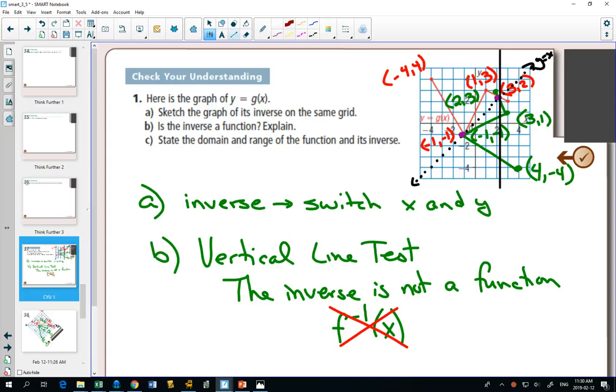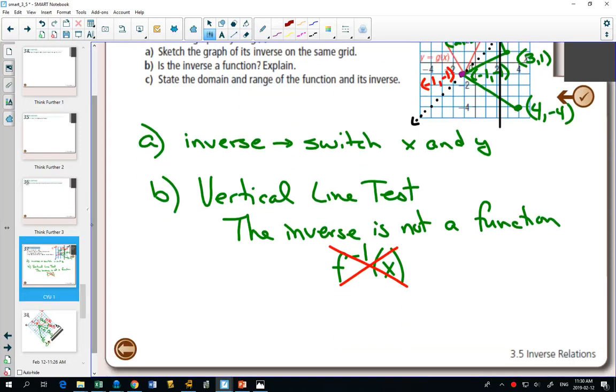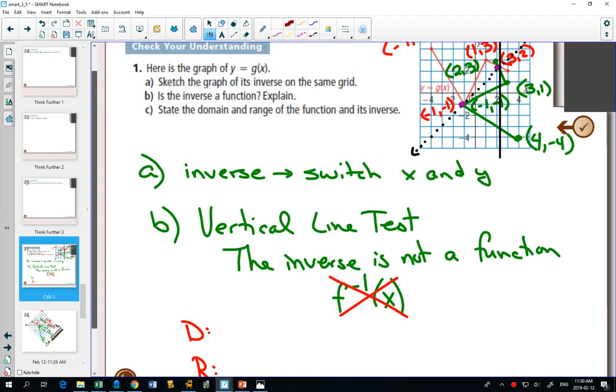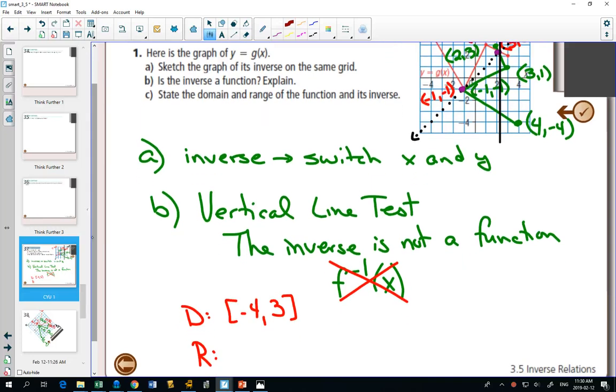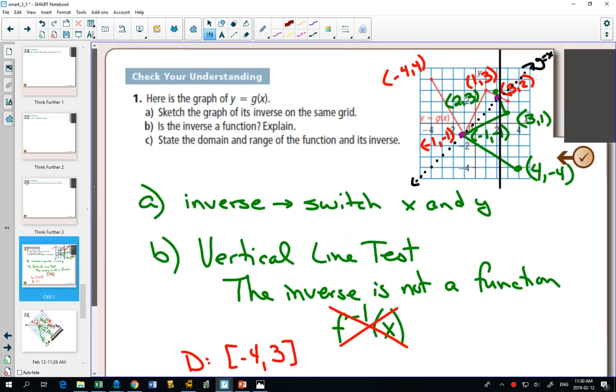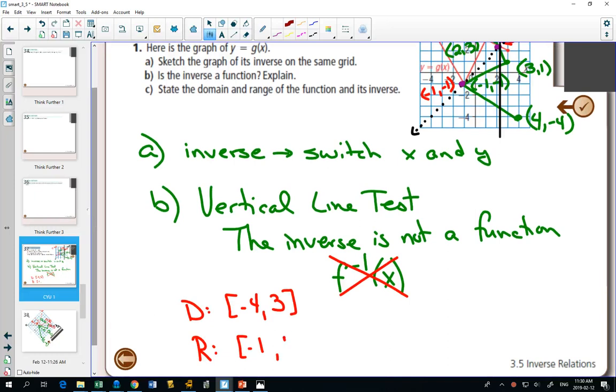And finally, state the domain and range of the original and the domain and range of the inverse. I haven't done interval notation for a while, so I will this time. My smallest x value is -4. My biggest x value is 3. My domain goes from -4 to 3. For the range of my red graph, my smallest y value is -1, and my largest y value is +4.